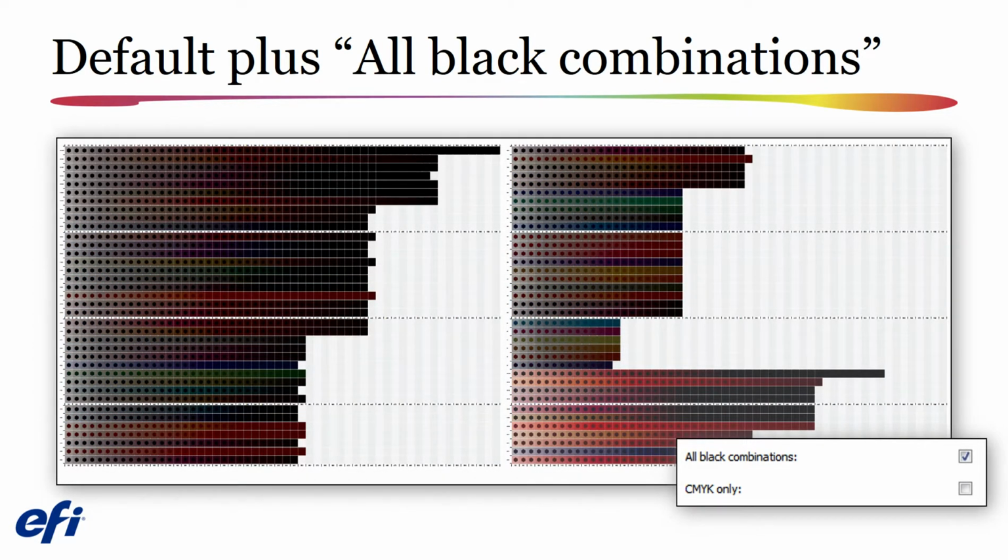Checking the All Black Combinations checkbox will produce a target that includes all possible 2, 3, 4, 5, 6, and 7 ink combinations, always including black ink, along with 6, 5, and 4 ink combinations that do not include black ink.